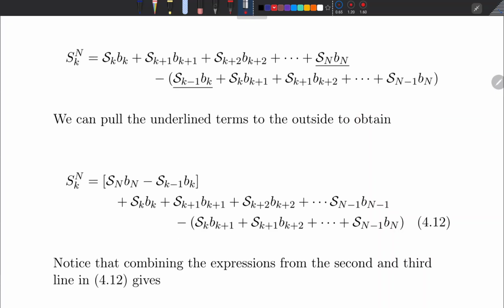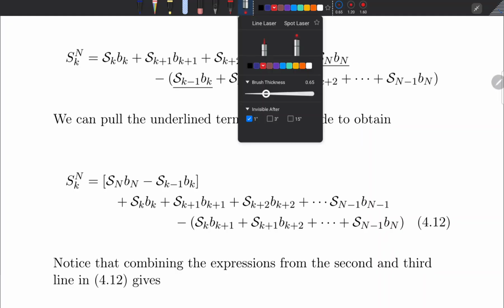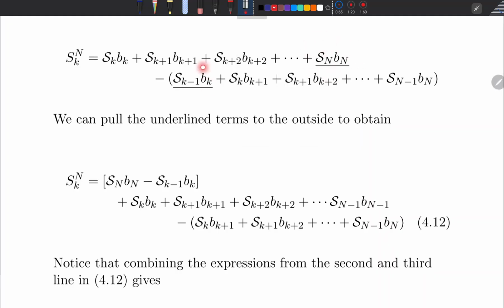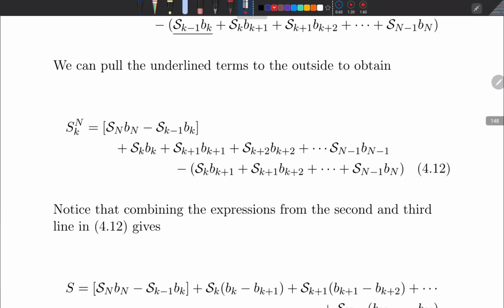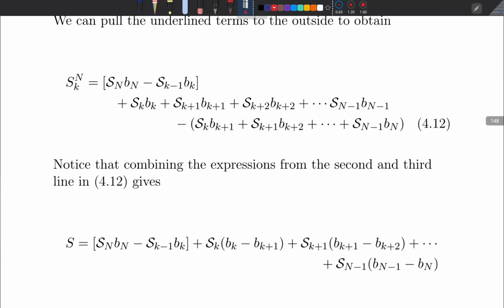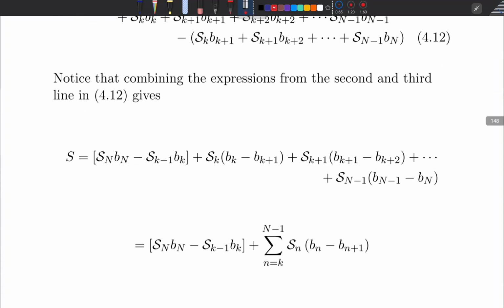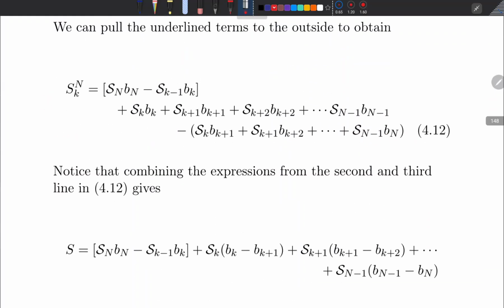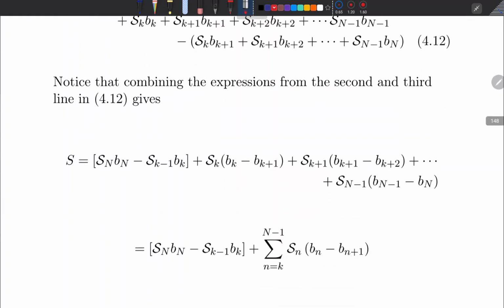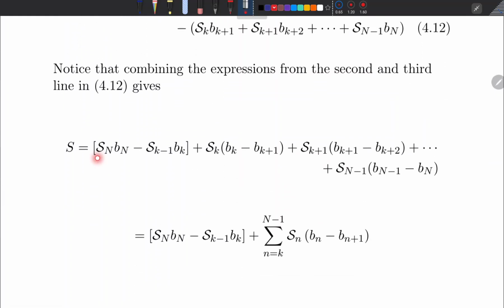Okay, just wait a second. Actually, why I did that was to combine this one and this one. So we are having s sub capital N times b sub N minus s sub k minus 1 times b sub k. Now, combining the expressions from the second and third line, we are going to be having this much after combining the terms.